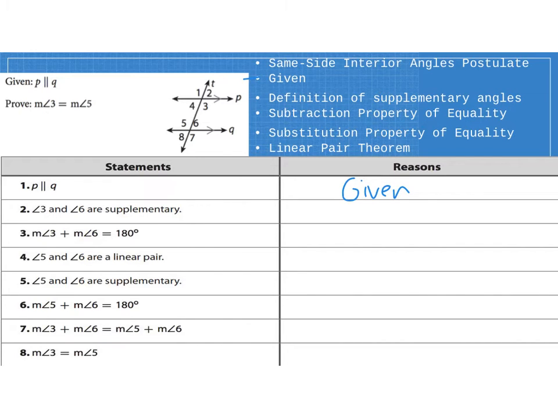Now, we're going to use some of these more than once, but this is your list of reasons you're going to use here. So angle 3 and angle 6 are supplementary. So that would be our same side postulate. Okay, since we already proved that, we can now use that in other problems. Then we know that the measure of angle 3 plus the measure of angle 6 equals 180. And that is the definition of supplementary angles.